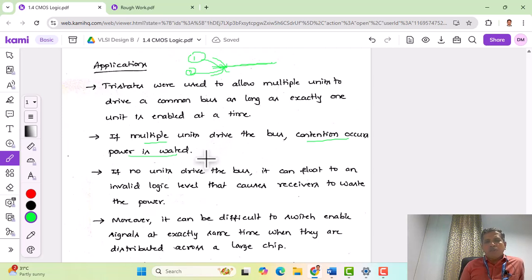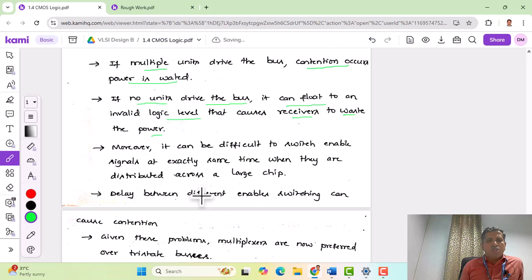And the second scenario is, if there are no units to drive the bus, then what happens? The bus will remain floating, and it will have an invalid logic level, and that again causes the receivers to waste power. The power of the receiver is going to be wasted. And next is the last case.